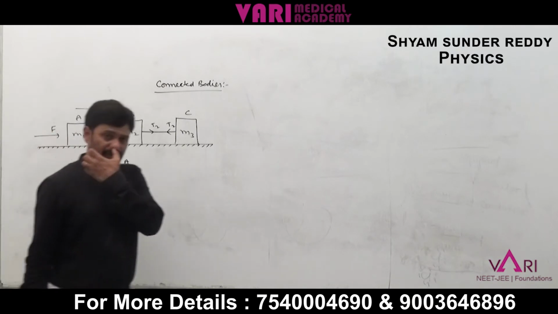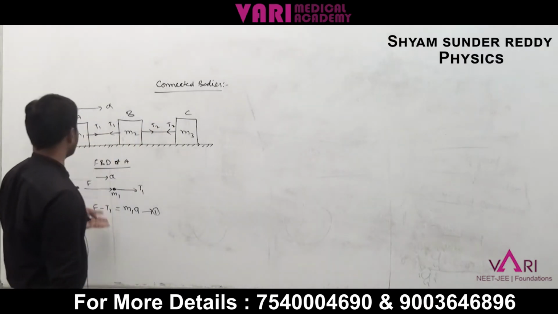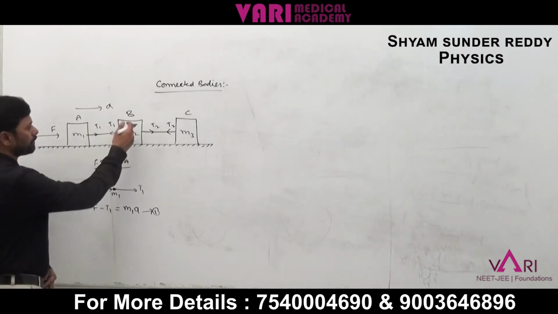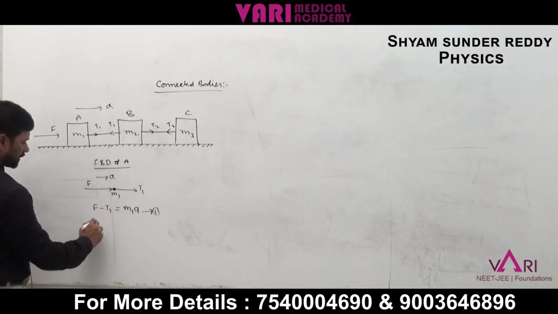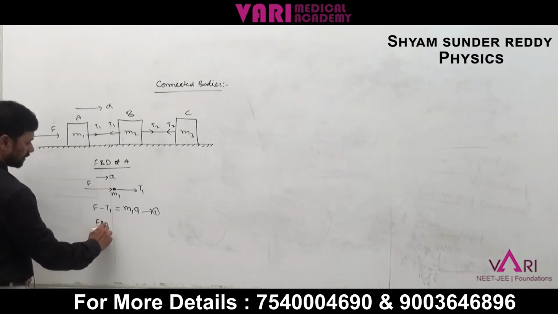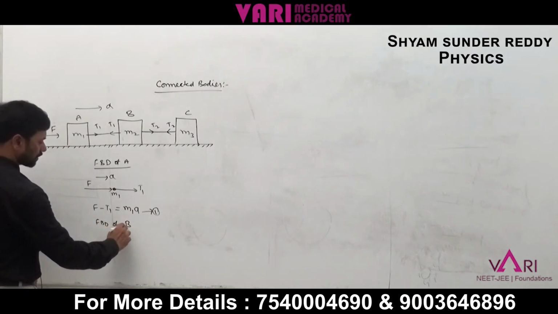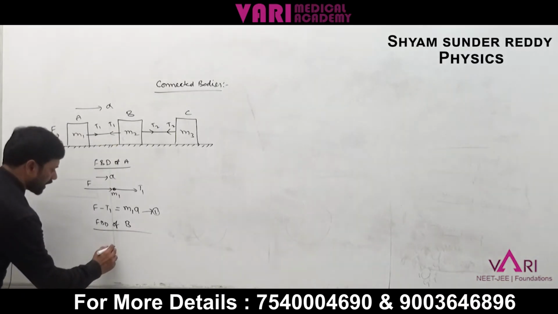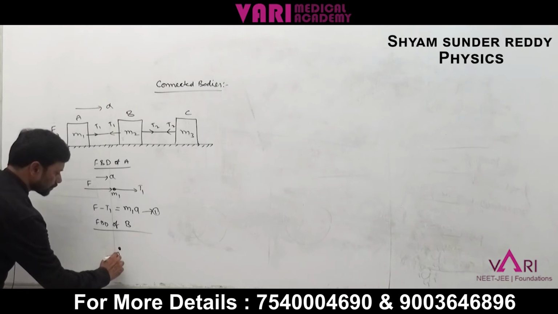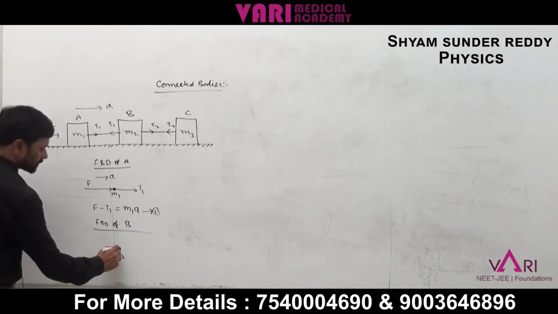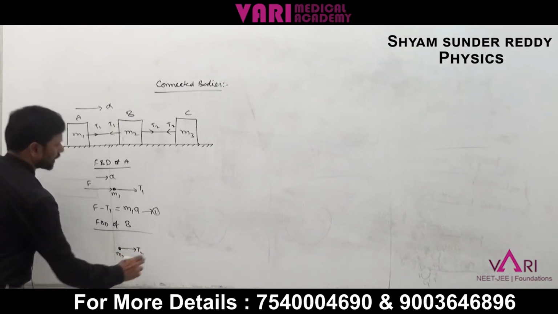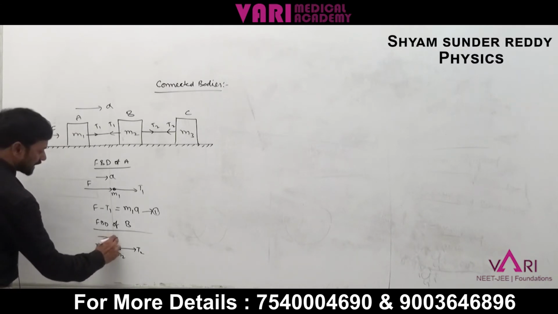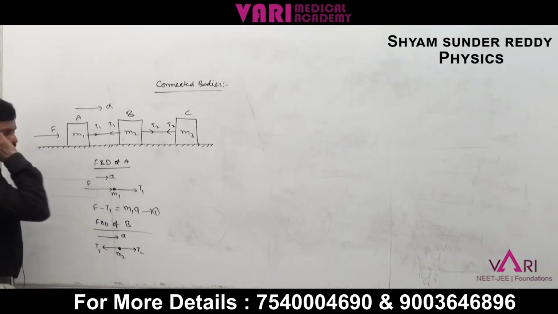This is equation number 1, from the FBD of M1, the A block. Similarly, write the FBD of the B block, taking it as point mass M2. On this, tension T2 is working and tension T1 is also working, but the acceleration is in the direction of T2.